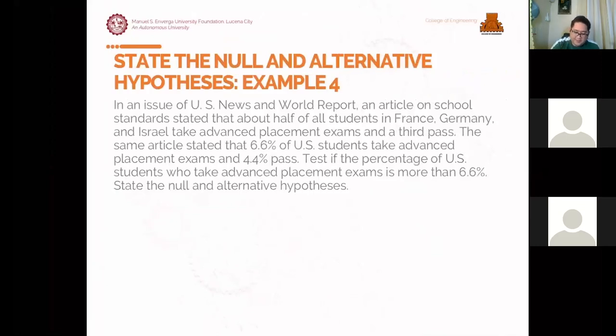Last one, the number 4. Medyo mahaba, no? So, in an issue of US News and World Report, an article, School Standards, stated that about half of all students in France, Germany, and Israel take advanced placement exams and a third pass. The same article stated that 6.6% of US students take advanced placement exams and 4.4% pass. Test if the percentage of US students who take advanced placement exam is more than 6.6%. State the null and alternative. Okay? Alin ang keyword natin? Haba-haba ng problem, pero alin ang keyword natin?